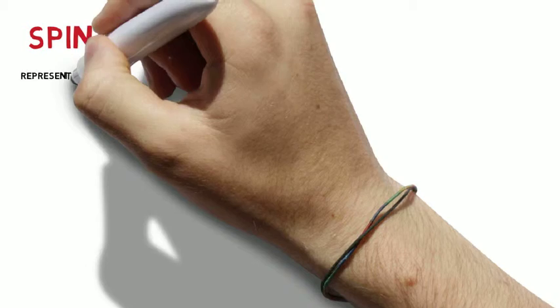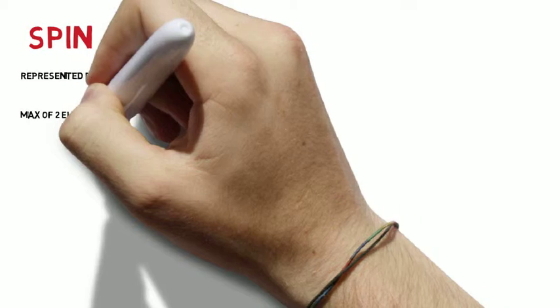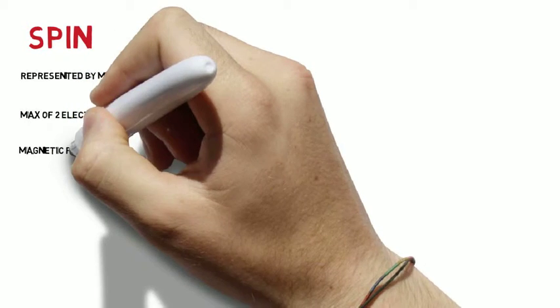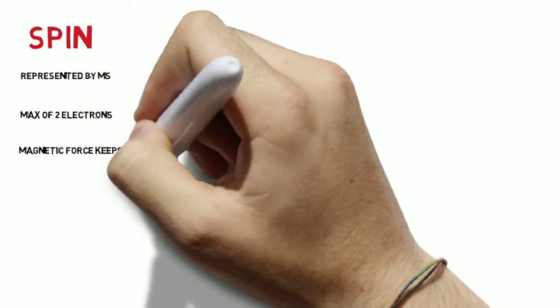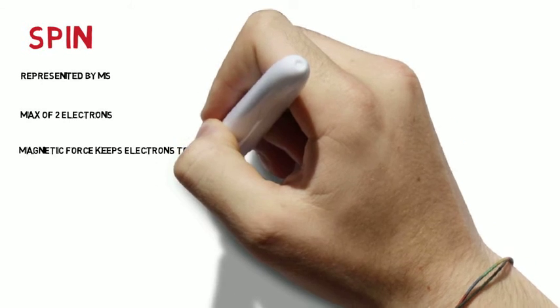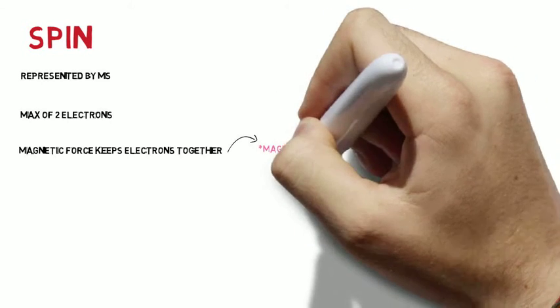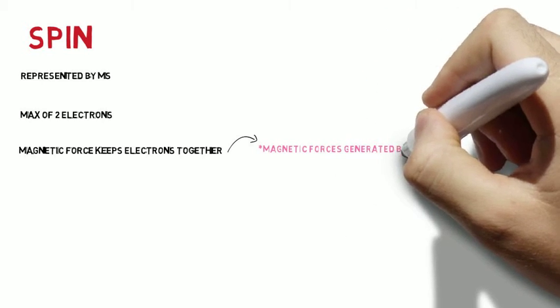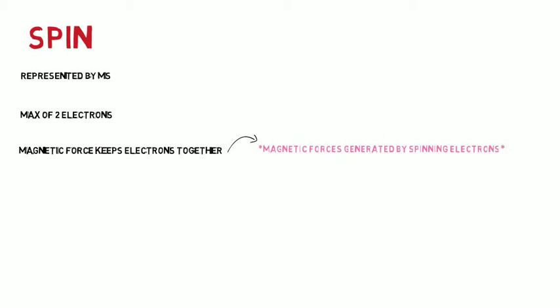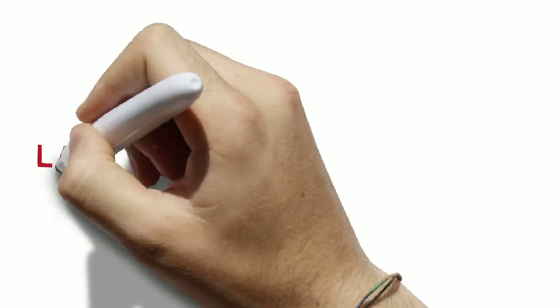Moving on to spin quantum number. Spin quantum number is represented by m sub s and differentiates between the 2 electrons on the orbital. Although electrons ordinarily repel each other, magnetic forces keep electrons on the same orbital. Magnetic force is generated by the spinning of electrons. We label the electrons as positive half or negative half.